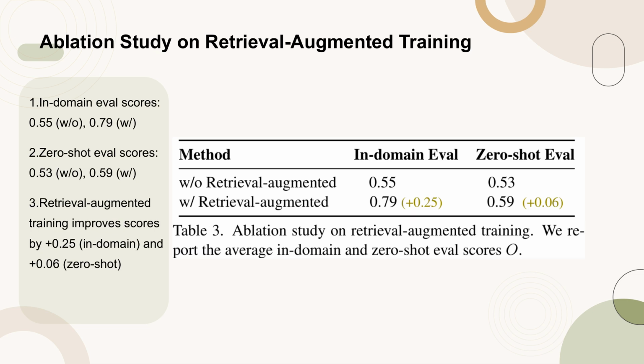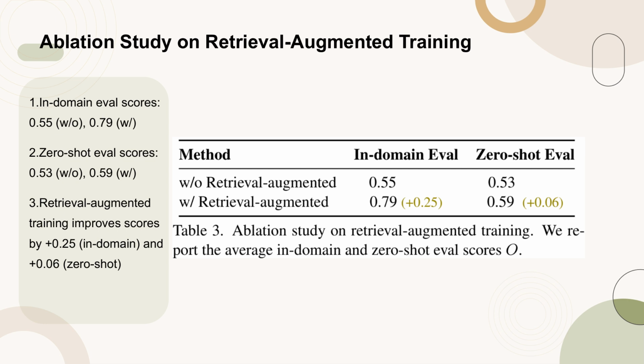Table 3 presents an ablation study on the impact of retrieval-augmented training on model performance. The study reports average in-domain and zero-shot evaluation scores, showing that retrieval-augmented training significantly enhances both in-domain and zero-shot performance. Specifically, without retrieval-augmented training, the in-domain score is 0.55 and the zero-shot score is 0.53. With retrieval-augmented training, these scores improve to 0.79 and 0.59, respectively, demonstrating the importance of this training method for handling multimodal contexts effectively.